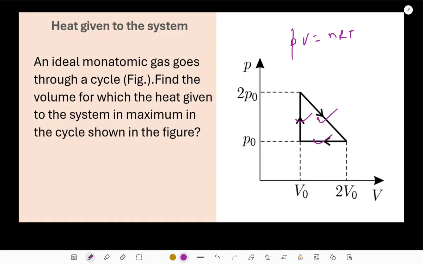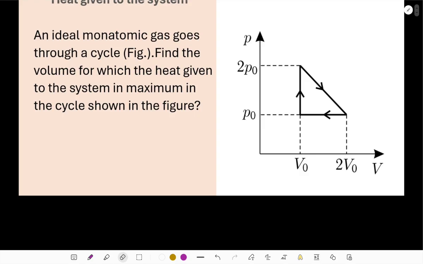So we have to find the volume for which the heat given to the system is maximum. It will be somewhere between the first and the second processes, the vertical and inclined one. So we need to work now. First of all, I would like to find the heat given to the system in this process.